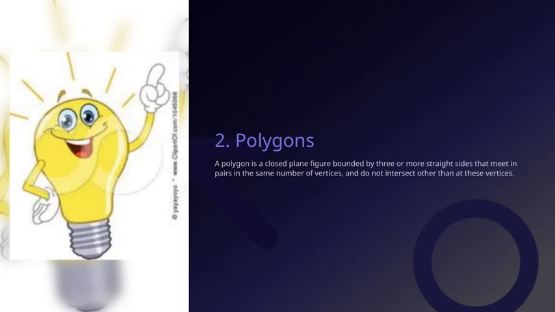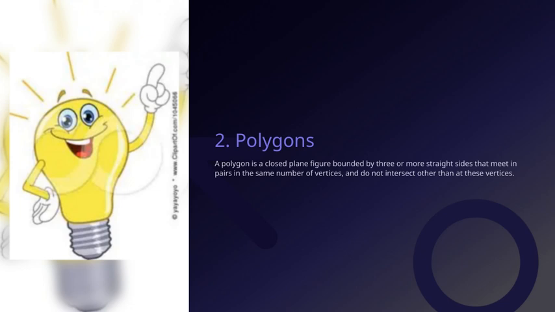Let's talk about polygons. A polygon is essentially a closed figure on a plane, which means it has a boundary that forms a complete loop. To qualify as a polygon, it must have at least 3 straight sides. These sides are straight lines that meet at points called vertices. It's important that each vertex connects exactly 2 sides, and importantly, the sides only intersect at these vertices. They don't cross each other anywhere else. This helps keep the shape simple and well-defined.